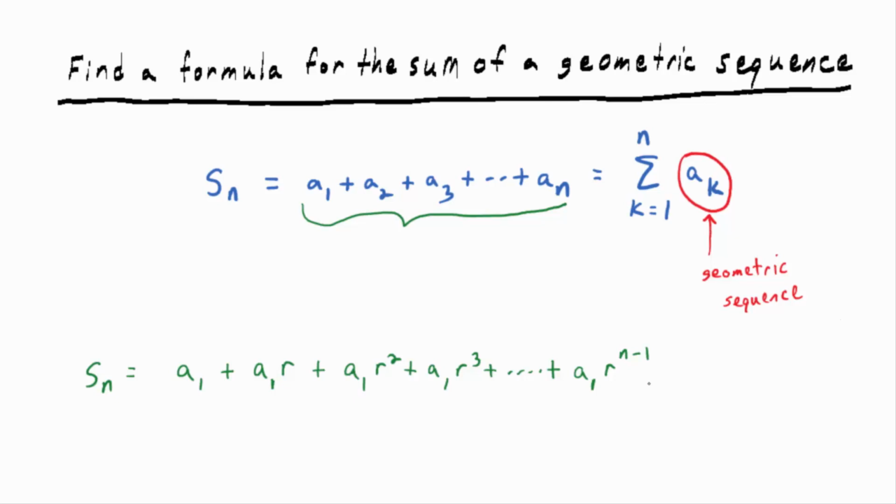Does that seem reasonable? Now I want to show you a good trick for getting a nice compact plug and chug formula for Sn. It's pretty tricky. Remember when I showed you how Gauss probably added the first 100 counting numbers together? It's a little bit like that. So what we're going to do is take this sum, which we're calling Sn here, and multiply by R. On the left side, I'll multiply by R. On the right side, I'll multiply by R.